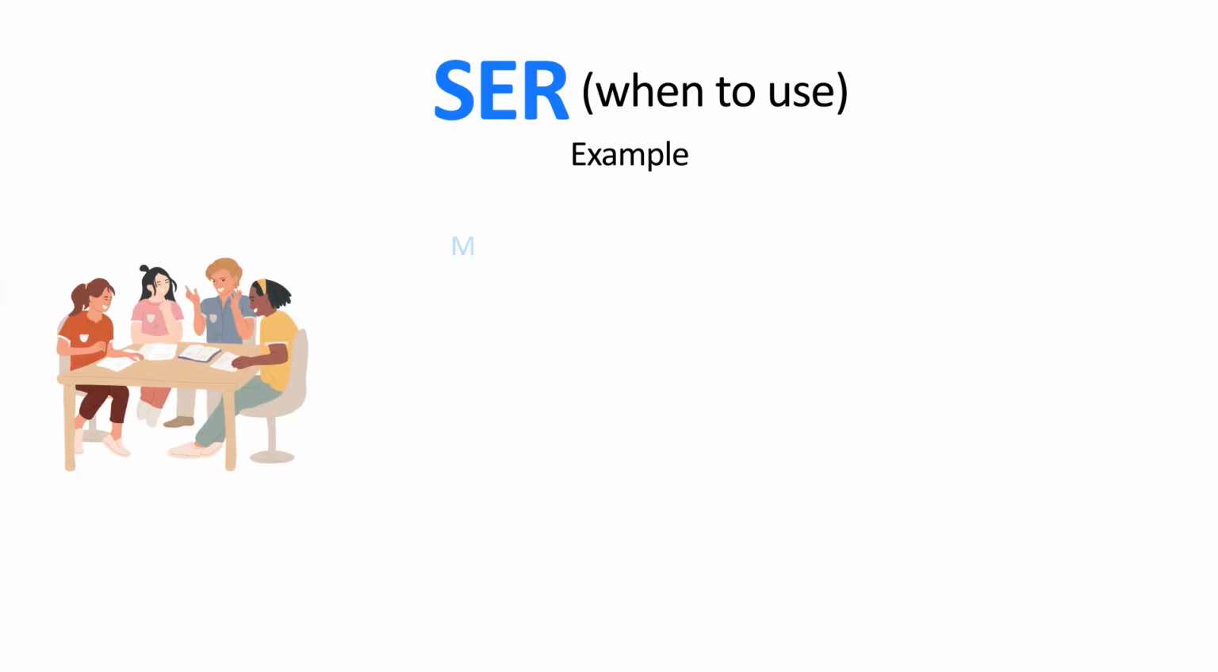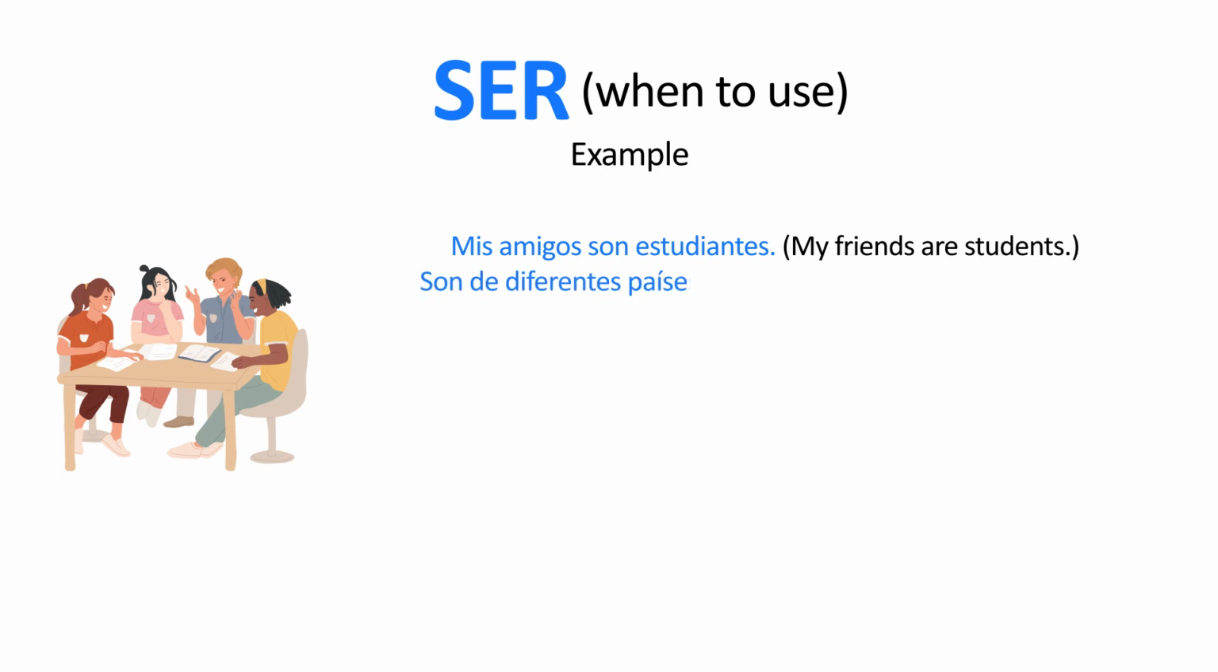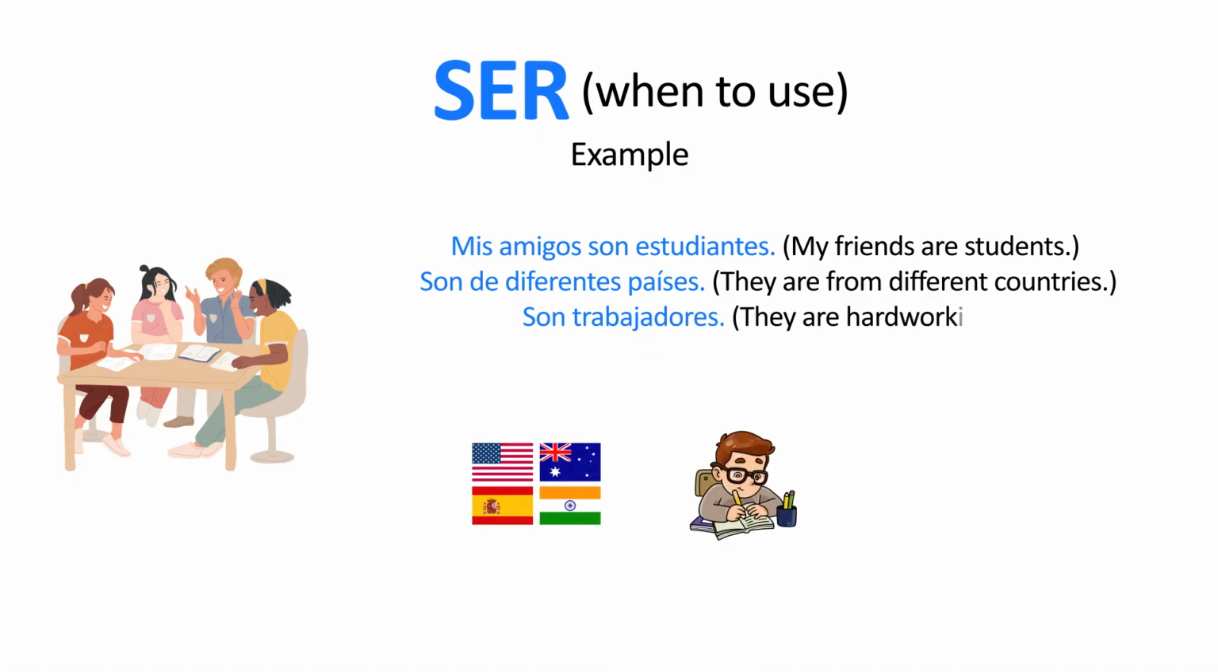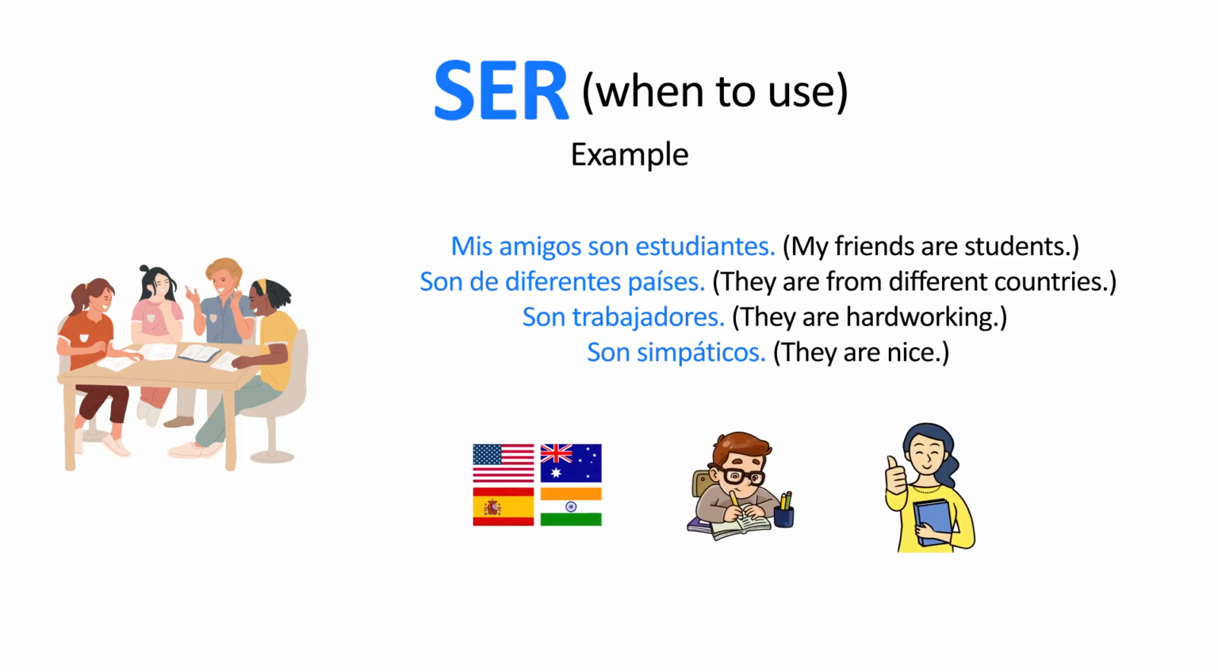One more. Mis amigos son estudiantes. My friends are students. Son de diferentes países. They are from different countries. Son trabajadores, pronounced trabajadores. They are hardworking. Son simpáticos. They are nice. Everything here defines who they are as people.